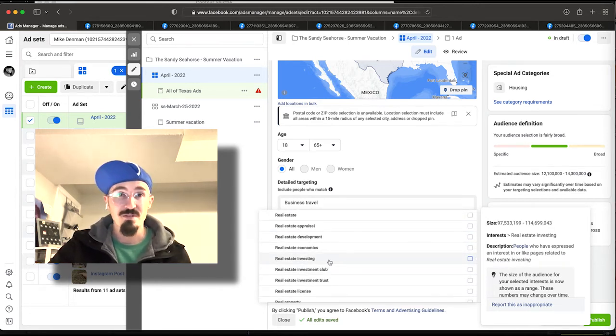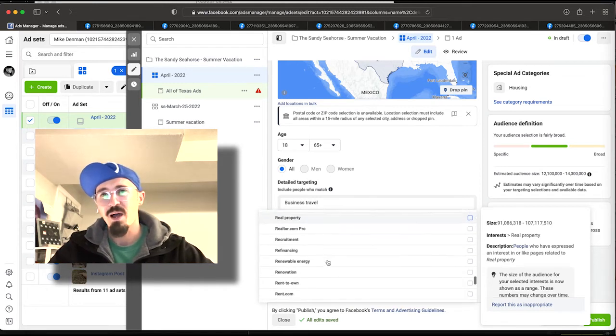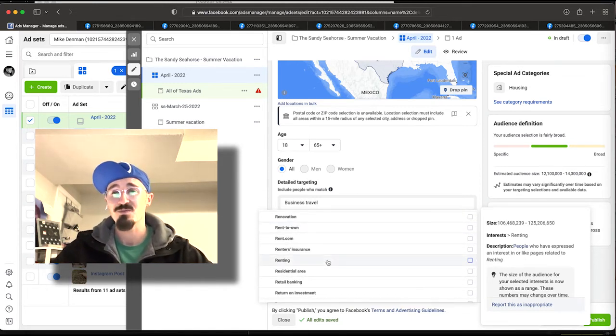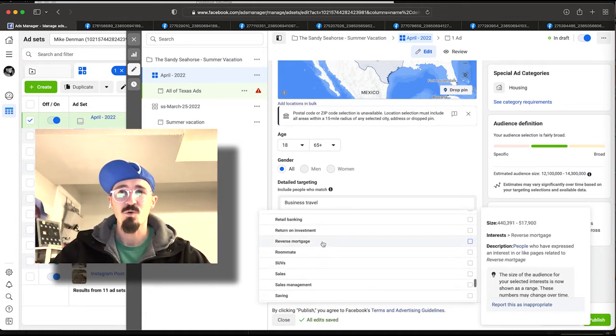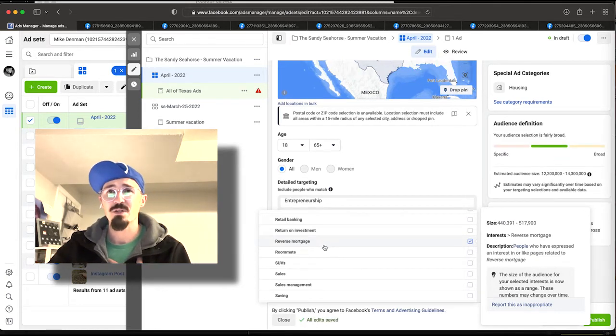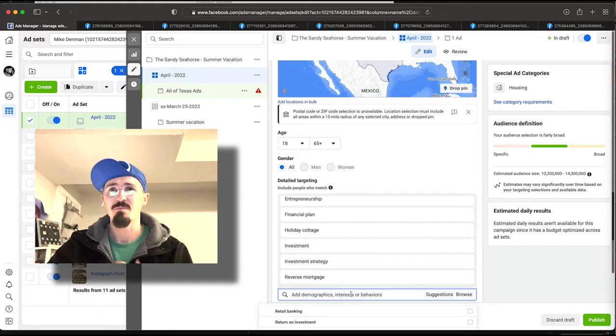Obviously, the real estate investors out there, we all know the game, and it is something that can help. I'm not going to choose it on this one because I have some of the other ones. Like I'm trying to test this one with the entrepreneurship. Like you can do reverse mortgage. So people who have interest in reverse mortgage, those are people in the demographic that I'd be looking for. So those are going to be factors.